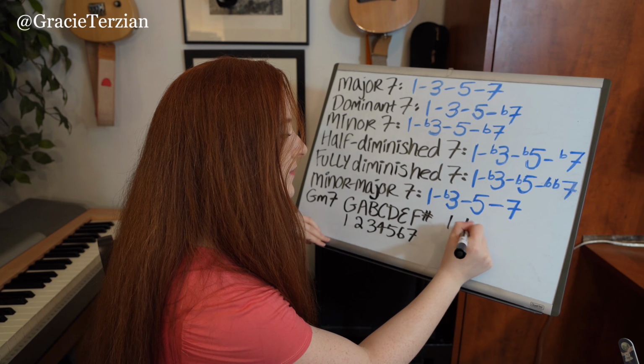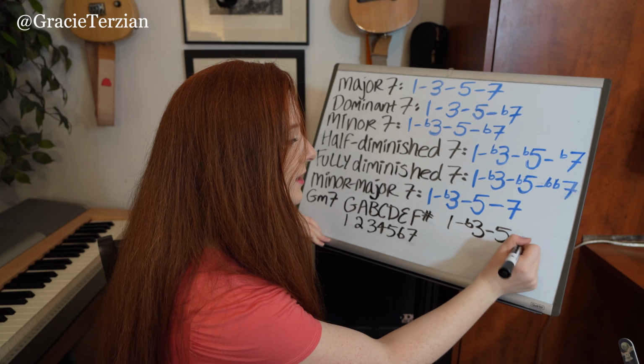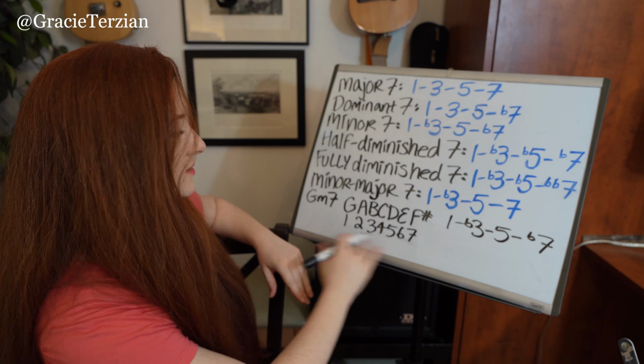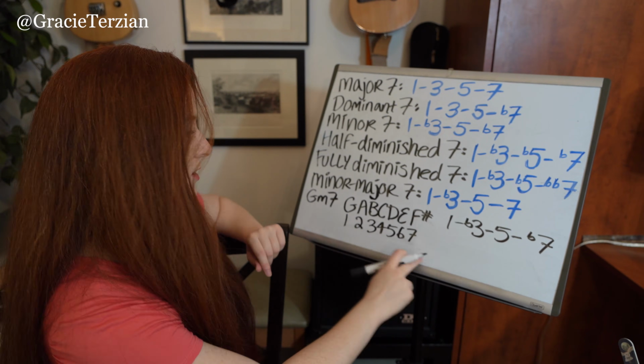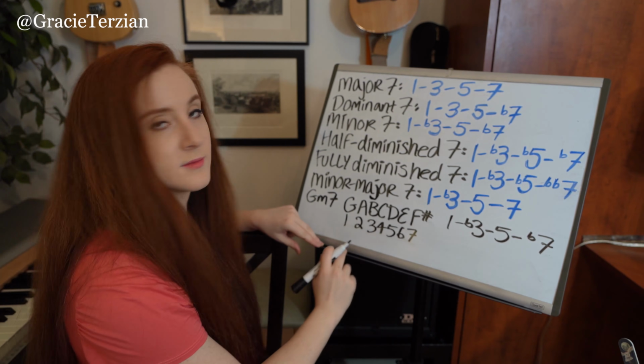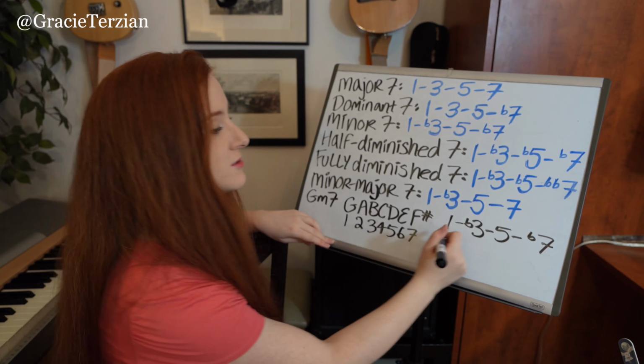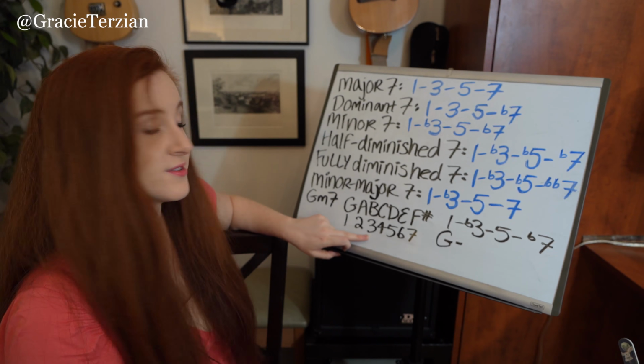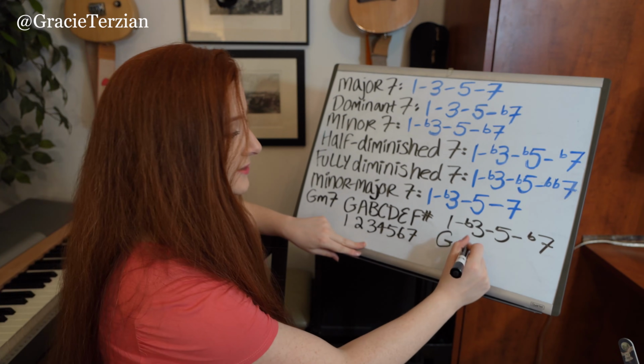So 1, flat 3, 5, and flat 7. Okay, so let's plug these notes into the numbers. What's the 1 in G major? It's just a G, right? What about a flat 3? Well, what's the 3? 3 is B, so it's going to be B flat.